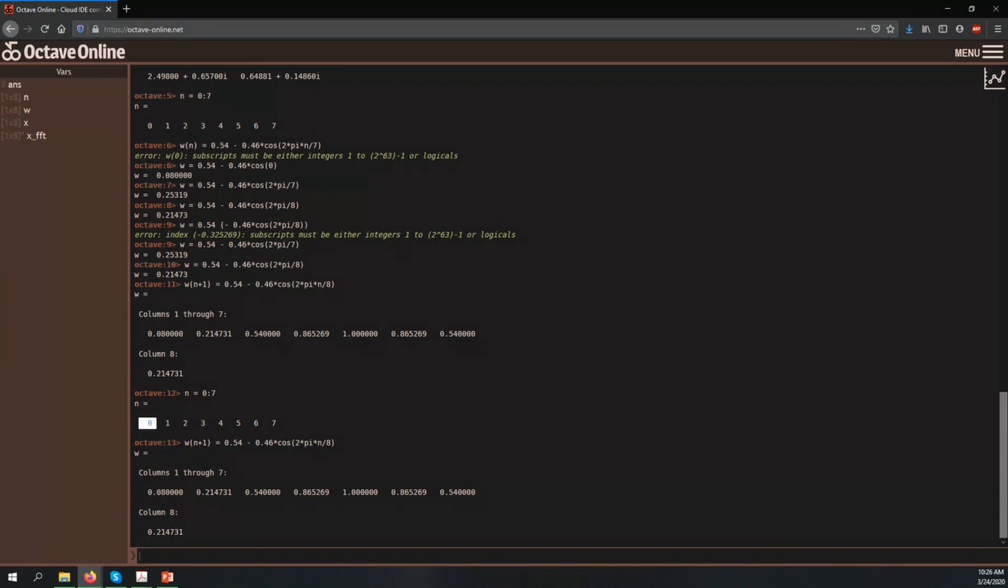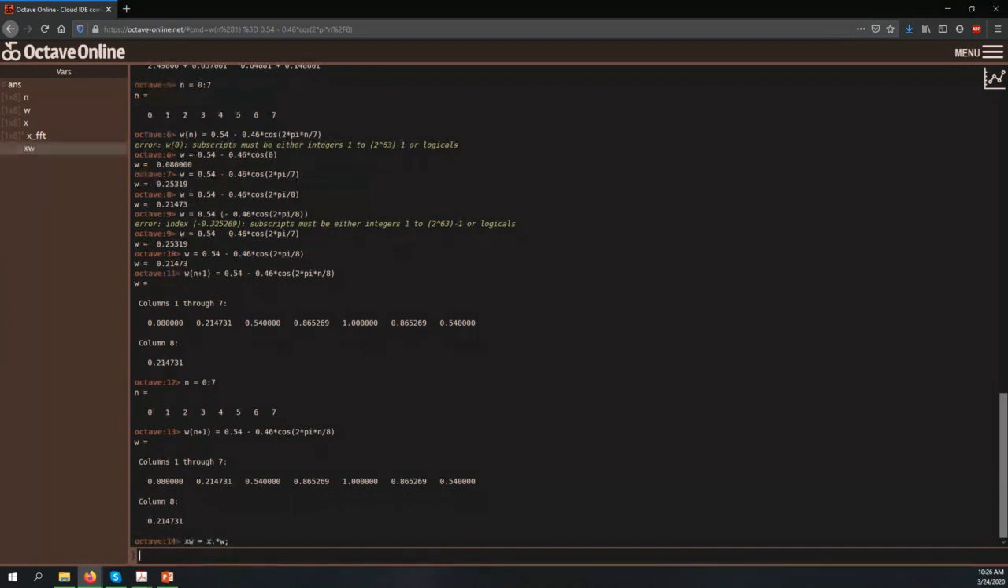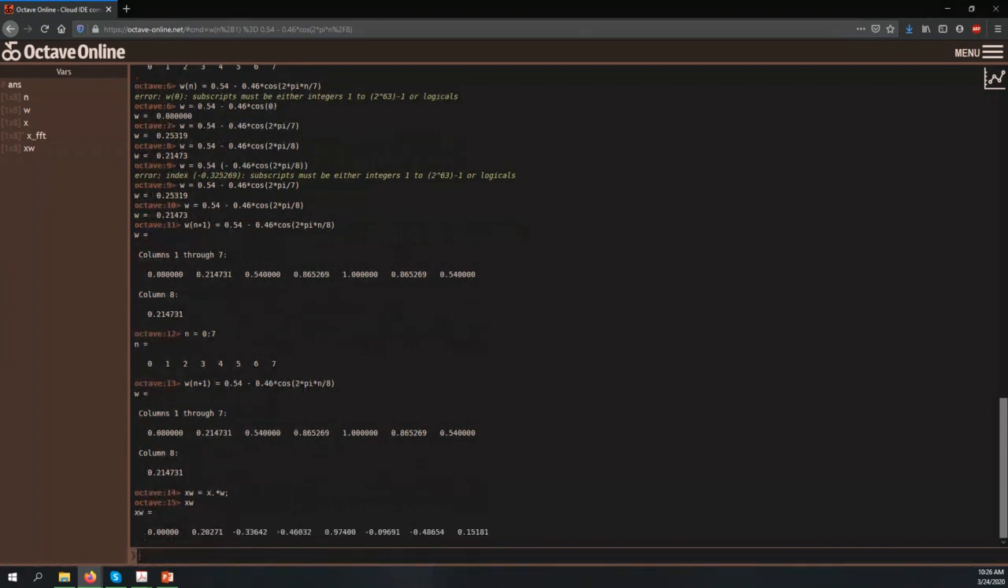Alright, so I plot the n vector. I got my 8 values here, because I made sure we need to start at the W index of 1. And we made sure that each value here was plotted accordingly, and so forth. The next step is that we want to get x of W, which is going to be x dot star W. And the dot star basically means element by element multiplication. So xw here will give us our window function values here accordingly as well.